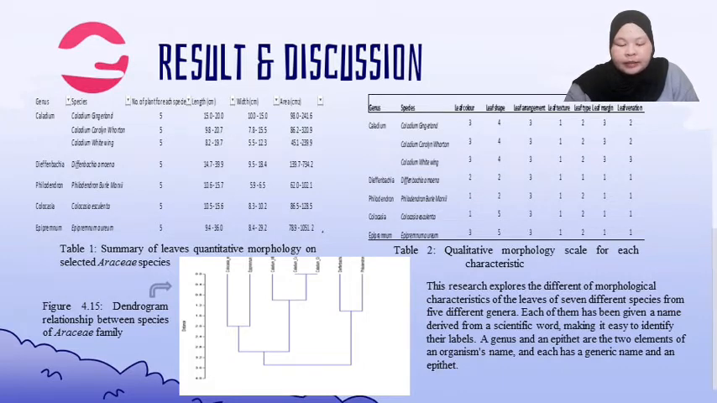And the third one is figure 4.15, which shows the dendrogram of relationships between species of the Araceae family. The relationship of the 5 genera, Caladium, Dieffenbachia, Philodendron, Colocasia, and Epipremnum, was qualified using average between group.